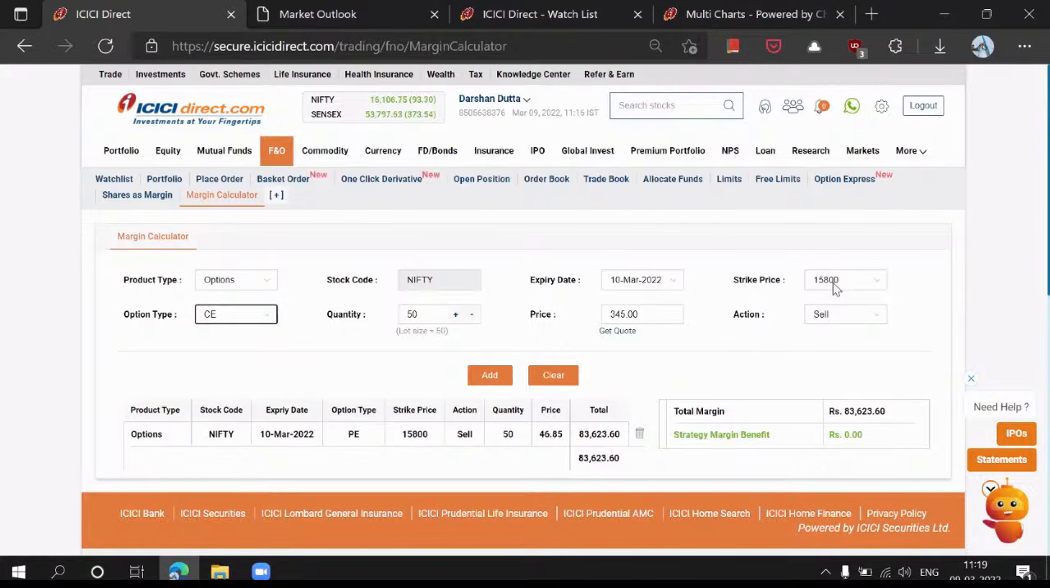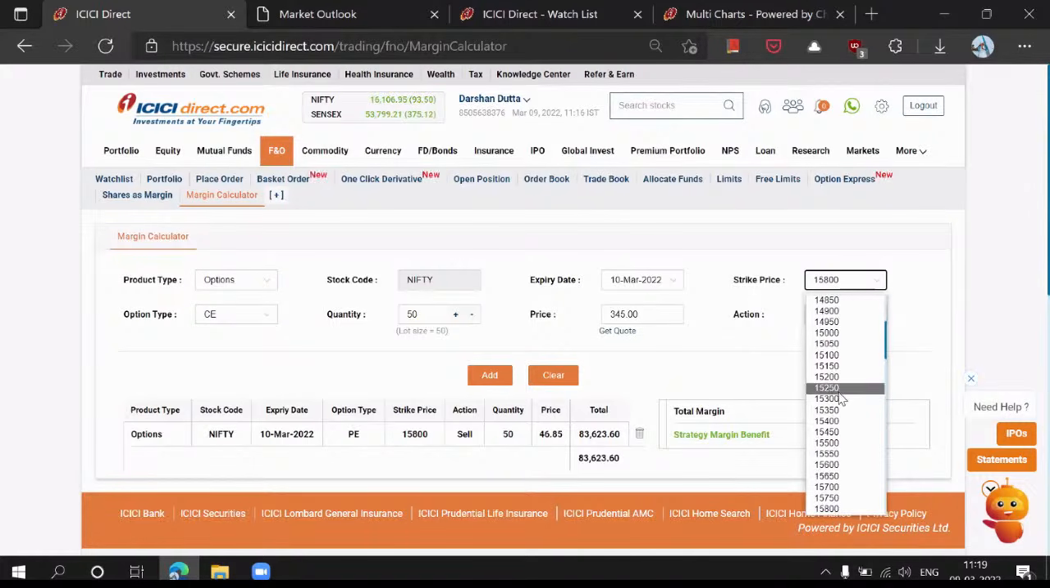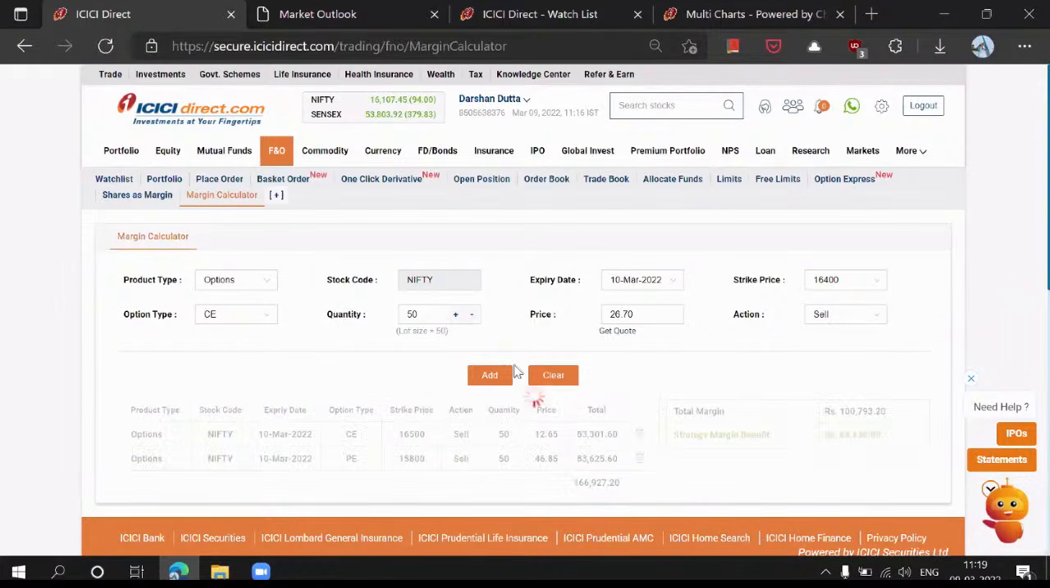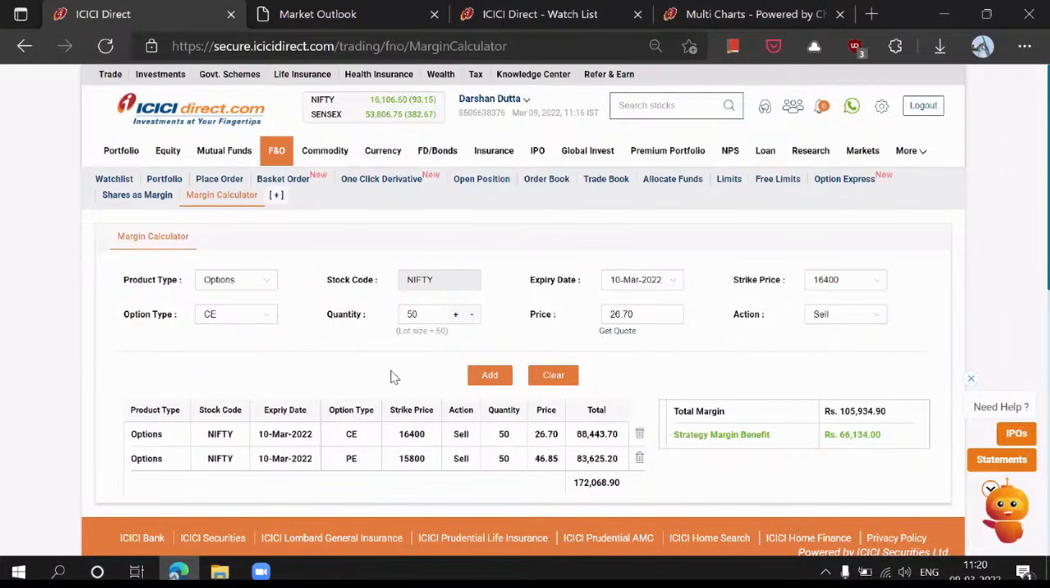Let's add this contract. You see the margins here, 83,000 is the margin. Now let's sell 16,500 calls. Because the put's IV is higher, let's do a 16,400 call instead of 16,500, just change the strike to 16,400. So you will see what has happened: you've added a call and a put. You look at the margins now, from 1,72,000 rupees, the margins have come down to 1,05,000 rupees.